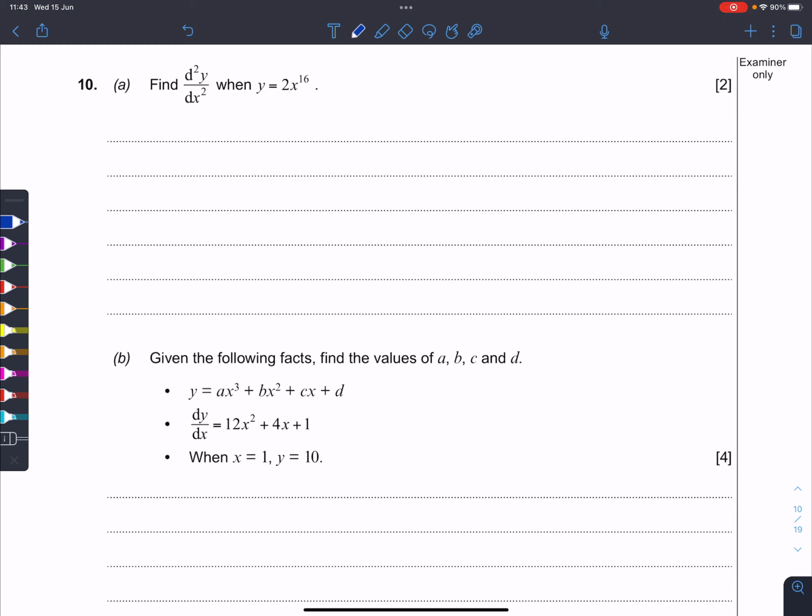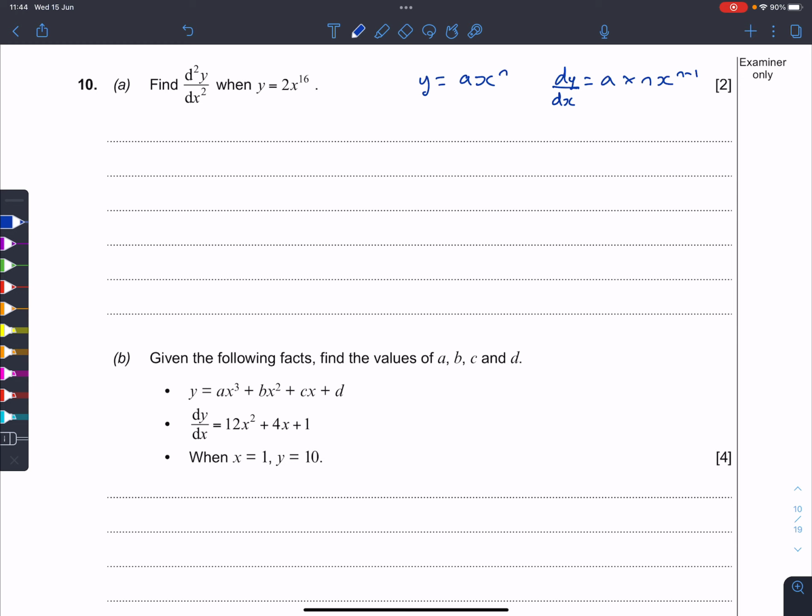So just a reminder that if we had y equals some number, a, times x to the power of another number, n, then dy by dx will be a, that number, multiplied by the derivative of x to the n, which is nx to the n minus 1. So you bring the power out in front and drop the power by 1.